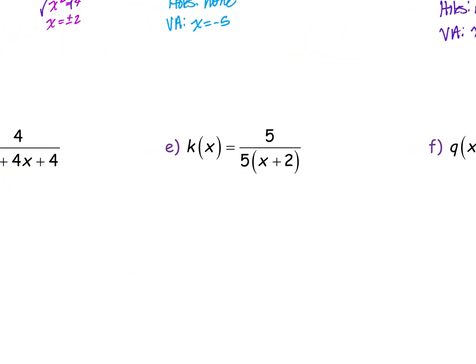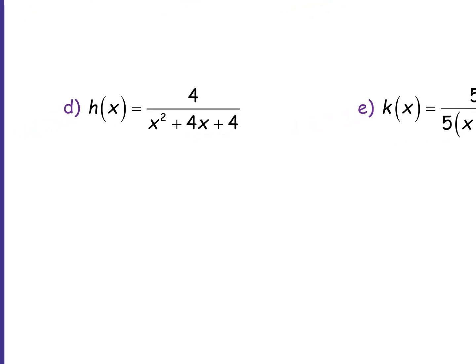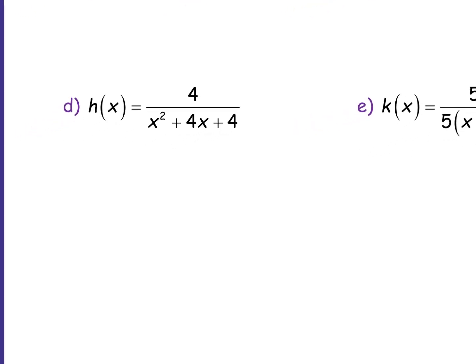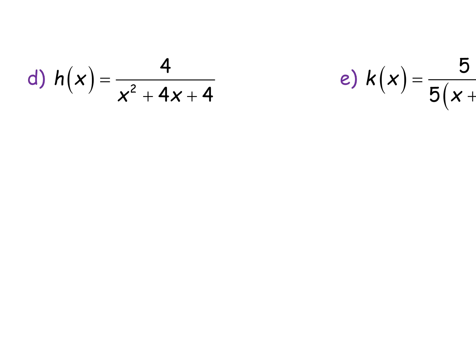Okay, and then we're going to D, where it looks like I'm going to factor 4 over (x plus 2) times (x plus 2). So holes would be none. And my vertical asymptote would be x equals negative 2.